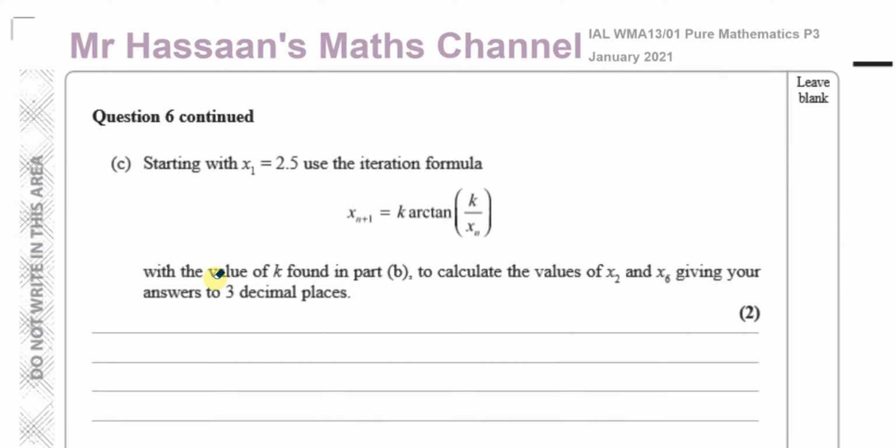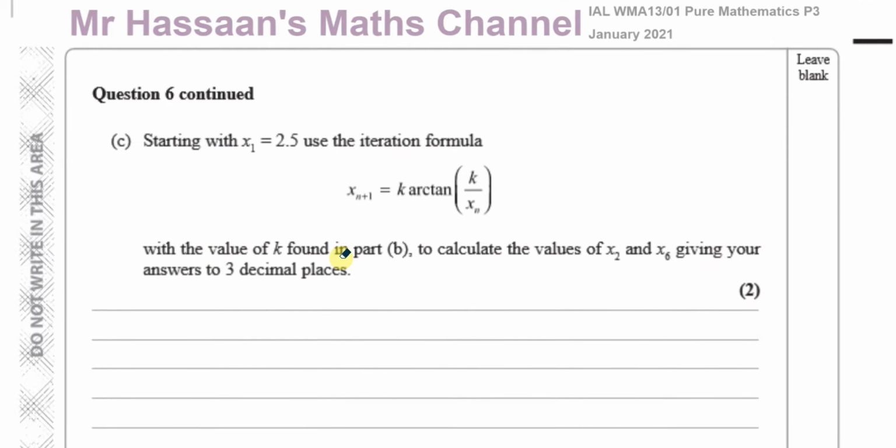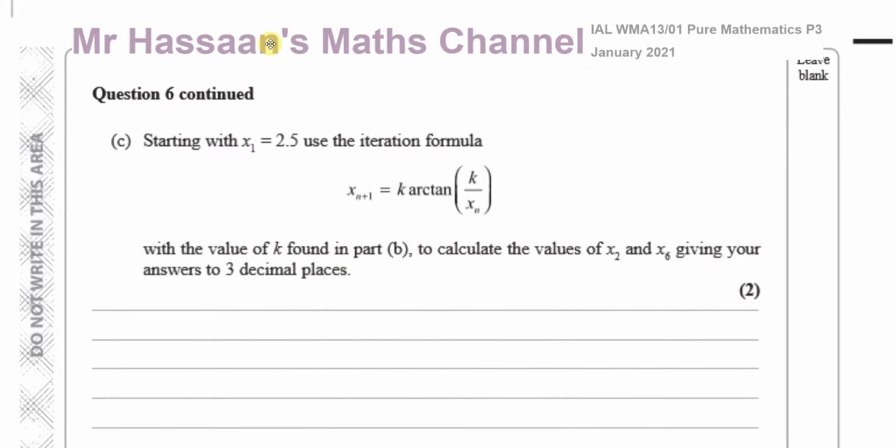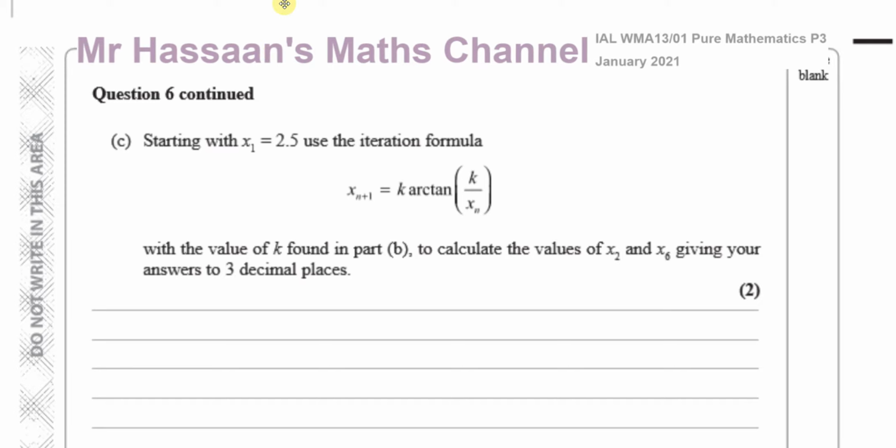And now we're going to have part C. It's about iteration and numerical methods. It says starting with x1 equals 2.5, use the iteration formula xn plus 1 equals k arctan k over xn with the value of k found in part B to calculate the values of x2 and x6, giving your answers to 3 decimal places. So we're going to have xn plus 1 equals 3 times the arctan, which is inverse tan if you remember, of 3 over xn.